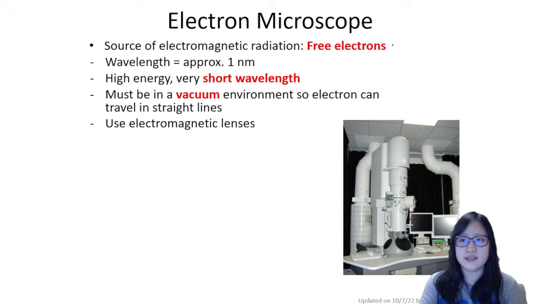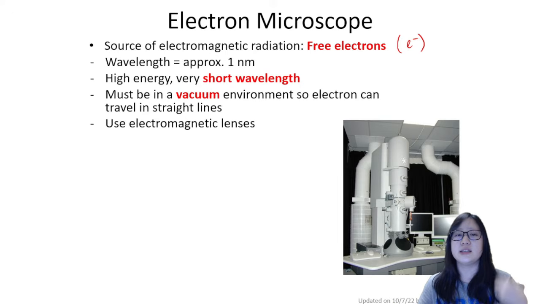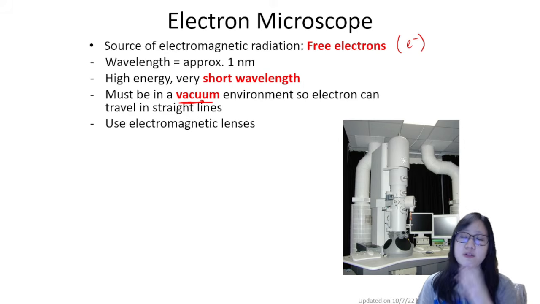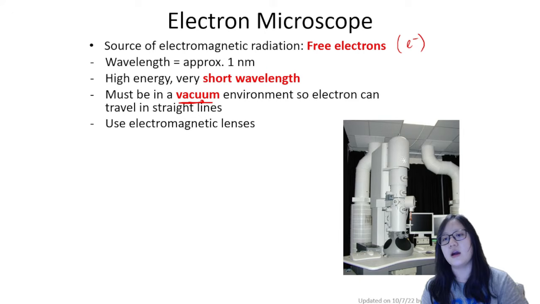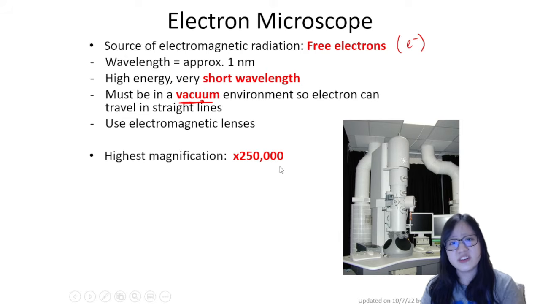Okay, so electrons, they are negatively charged, right? So you can use the magnets, positive and negative charge, to kind of focus it. And also because it has such high energy, you would want it to be in a vacuum environment in order for the electrons to travel in straight lines. What happens when it is not a vacuum environment? These electrons are focused and the speed is fast. So if there is air, it's going to create a lot of heat, and that is not good for a microscope. So yeah, that's the source of electromagnetic radiation.